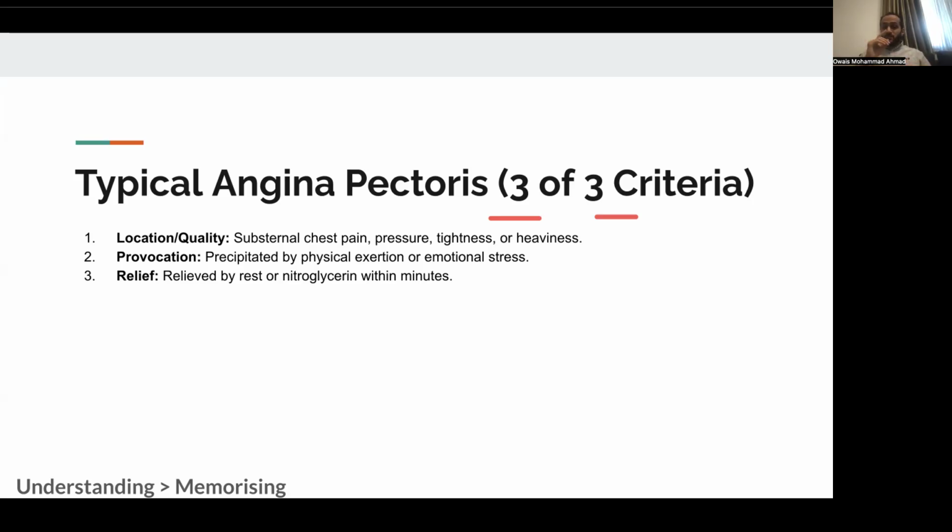Third, relief by rest or nitroglycerin. So he relaxes, he's relieved by rest or nitroglycerin. So that's going to be the three criteria. If they meet all three, it's typical angina.